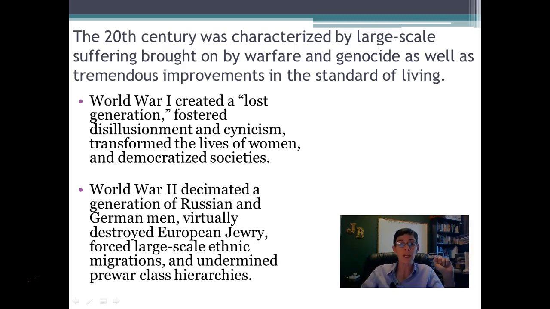World War II decimated a generation of Russian and German men. It virtually destroyed European Jewry and forced large-scale ethnic migrations and undermined pre-war class hierarchies. So you're talking about a massive reorganization of European culture and European social structure. Whenever that happens, there's going to be some mess, some chaos, some issues. So World War II was definitely a watershed moment for the world generally, but for Europe specifically.